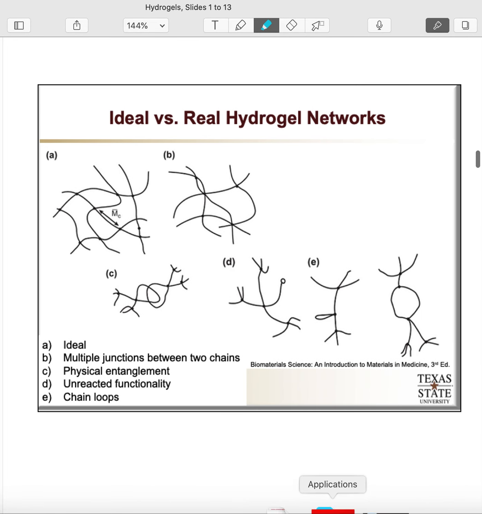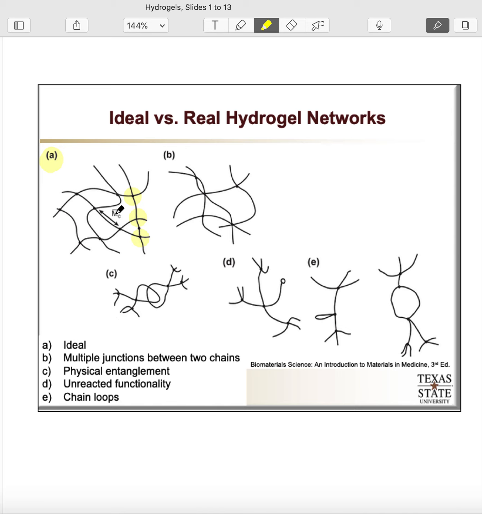So here we have images of what would be typically considered an ideal hydrogel here on part A. That ideal hydrogel would basically have a number of chains, and each of the chains would only cross-link with another chain in one point. So for example, this chain crosslinks once with this other horizontal chain, and once with this one, and once with this one, right? That would be an ideal scenario where you get more of that kind of cross pattern between individual polymer chains.